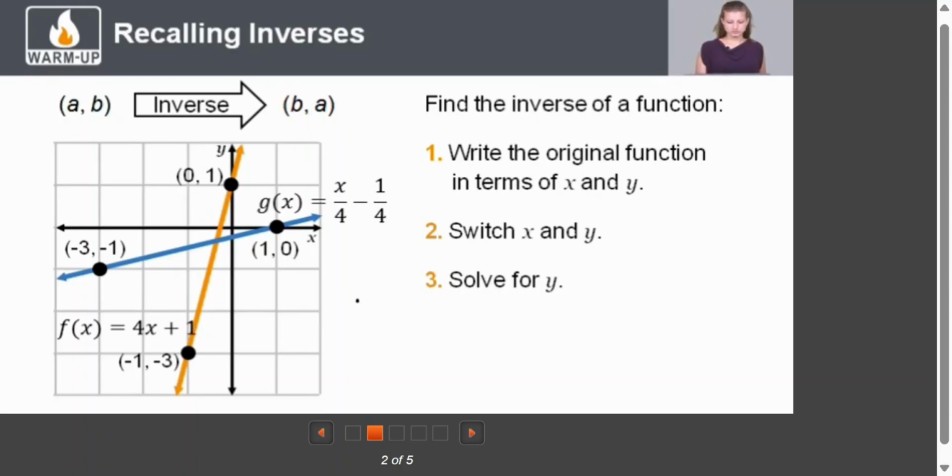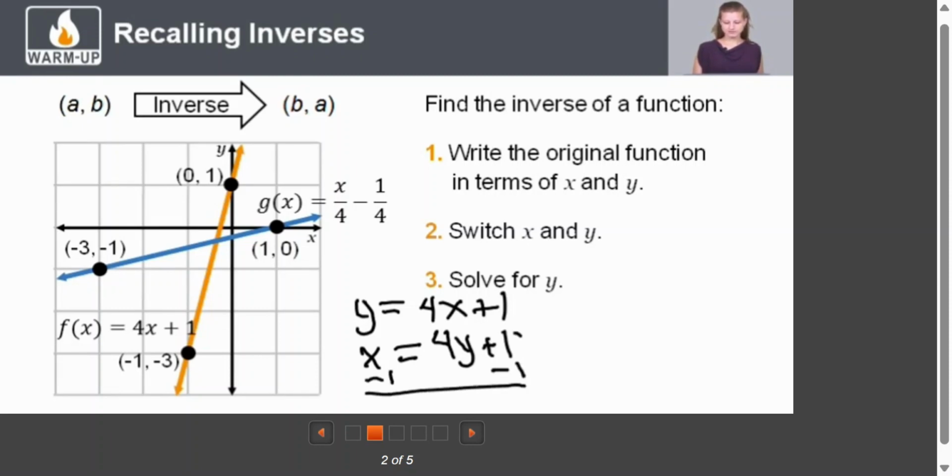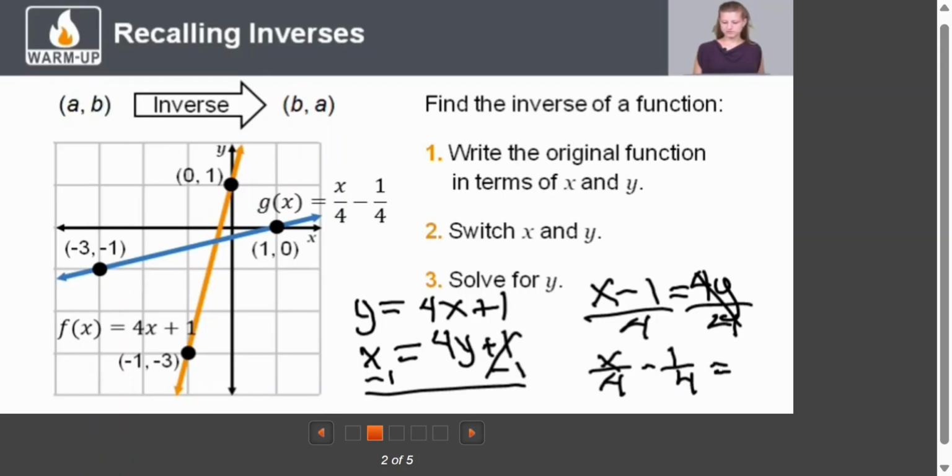The original function was y equals 4x plus 1. So I interchange x and y, and I get x equals 4y plus 1. And now we just solve for y. By using additive inverse, I get x minus 1 equals 4y, and I divide everything by 4. And that's how we get x over 4 minus 1/4 equals y. And this is your g of x, the inverse of f of x.